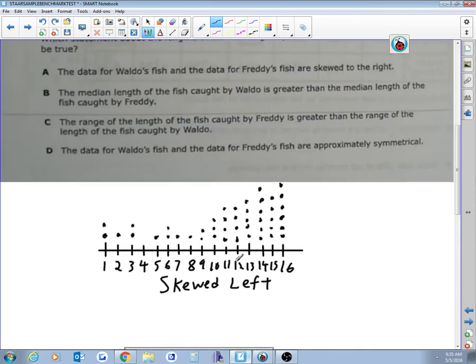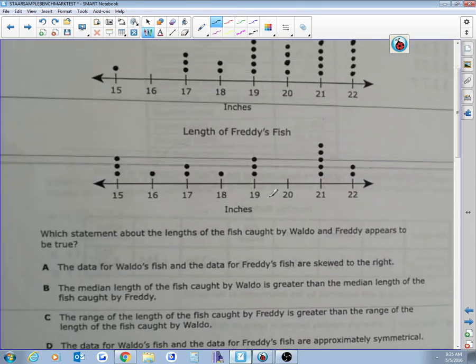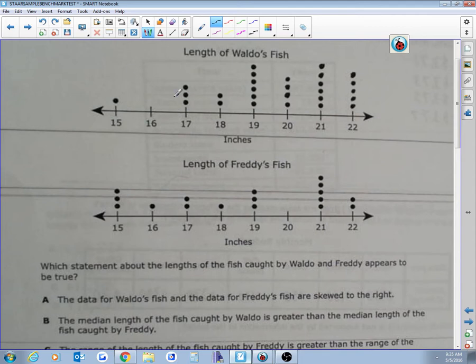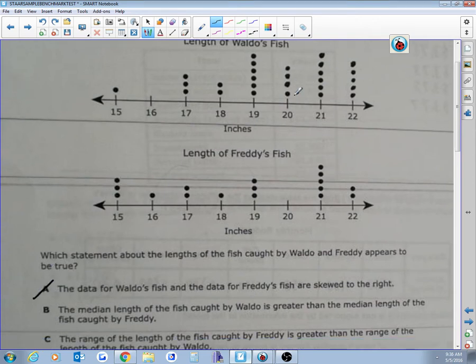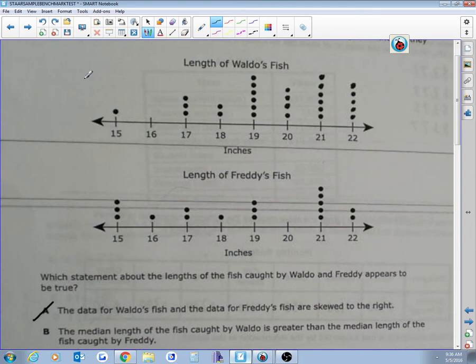So is Waldo's skewed right? Is it more heavily concentrated on the left-hand side? No, it is not. It is not skewed right. If anything, it's skewed left. It's more heavily concentrated right here. The median length of the fish caught by Waldo is greater than the median length of the fish caught by Freddie. So we don't have to write all these numbers out.